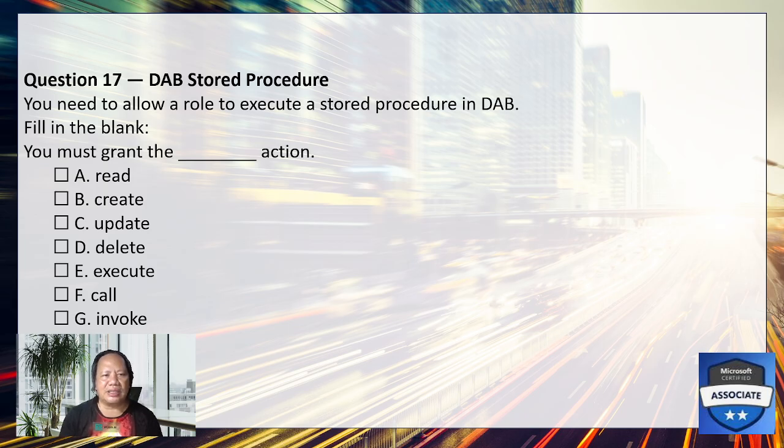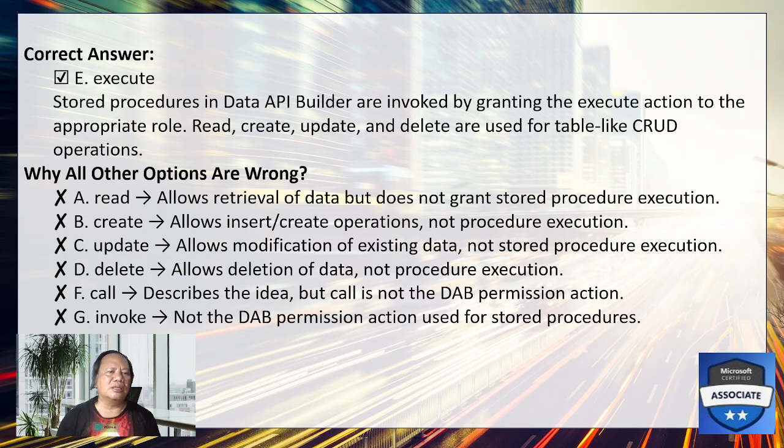Question number 17, DAB stored proc. You need to allow a role to execute a stored procedure in DAB. Fill in the blank. You must grant blank action. A, read. B, create. C, update. D, delete. E, execute. F, call. G, invoke. The answer is in the question. It's the execute permission, letter E, which is the answer.